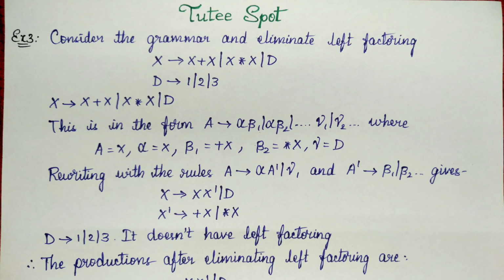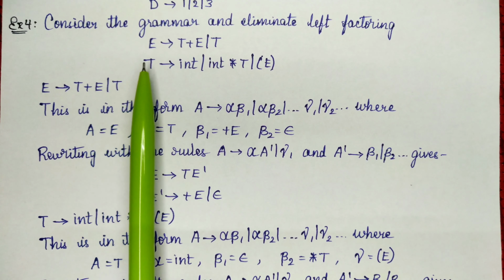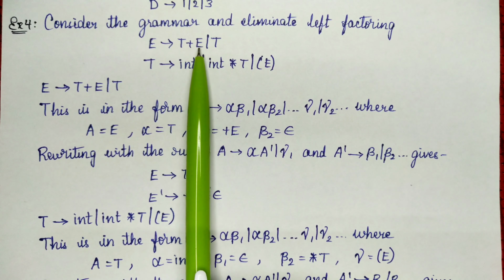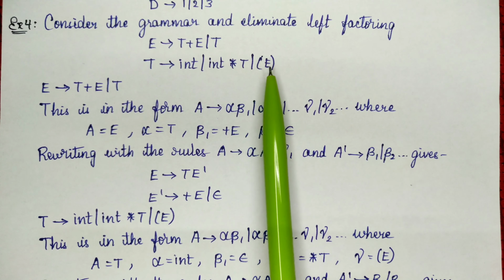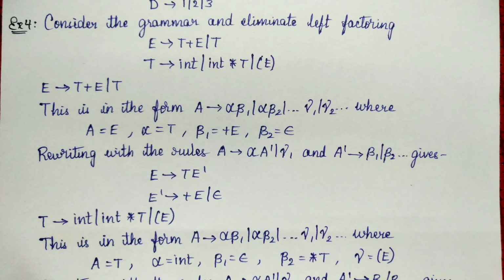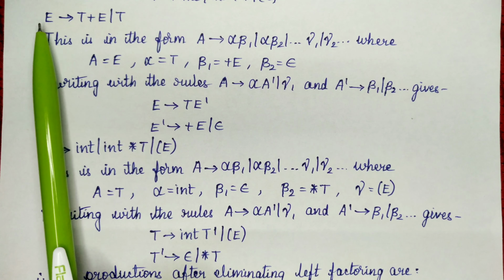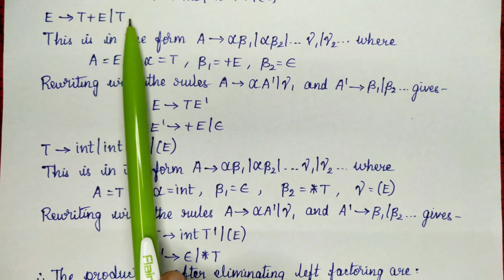So the productions after left factoring are X implies X X prime or D, X prime implies plus X or into X, and D implies 1 or 2 or 3. Let's see another example. E implies T plus E or T, and T implies int or int star T or within the parenthesis E. Consider the first grammar. We have E implies T plus E or T.